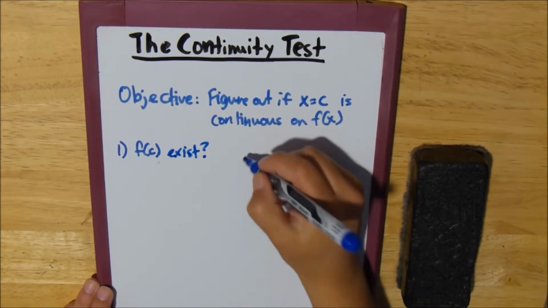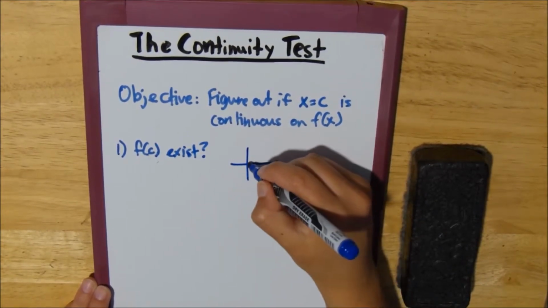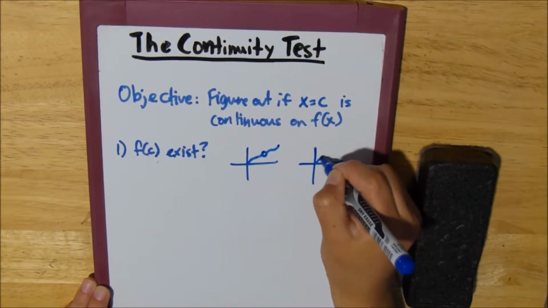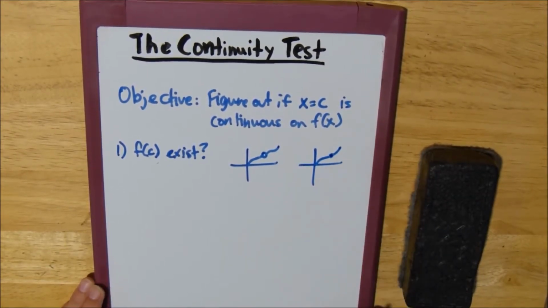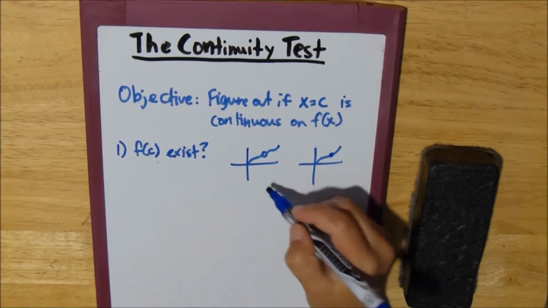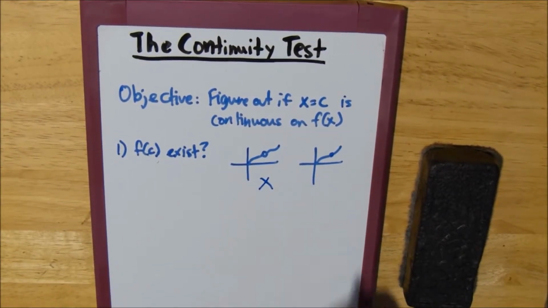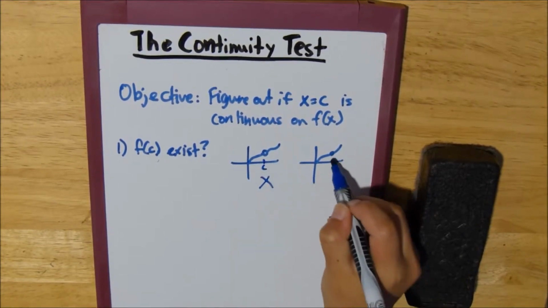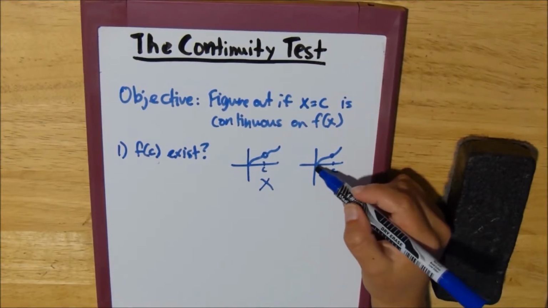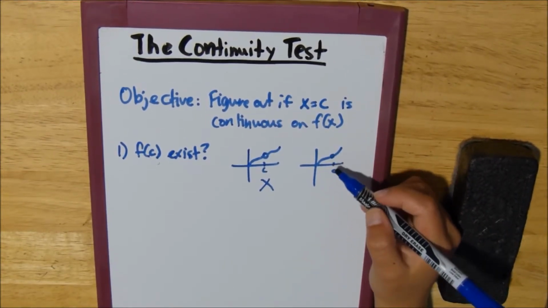So, suppose we had 2 graphs. We had one where there was a hole, and we had one where there was no hole. This is our point. Now, if you have something that has a hole, you fail this first step. Let's say this is c. This is not continuous at x equals c. But this one, this graph, or this point here, it is continuous, right?